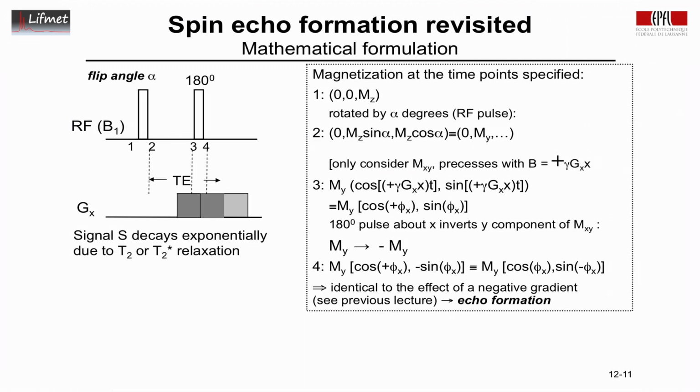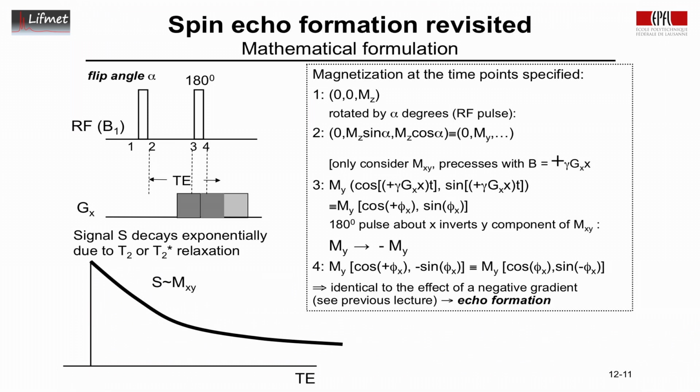So the signal decays, and in general one considers that the signal decays exponentially due to T2 or T2 star relaxation. And what is the link between the two? If we have the transverse magnetization here, then we have the decay with T2, and the decay with T2 star with a gradient echo is faster. T2 star is always shorter than T2.